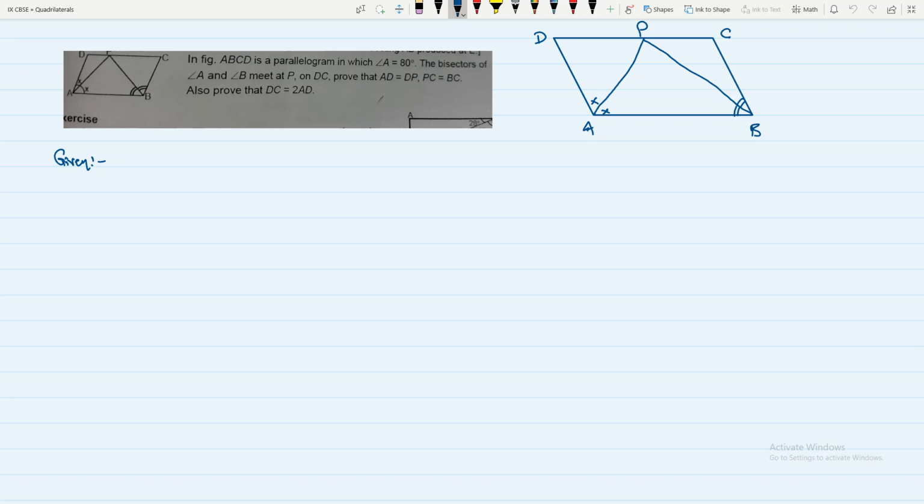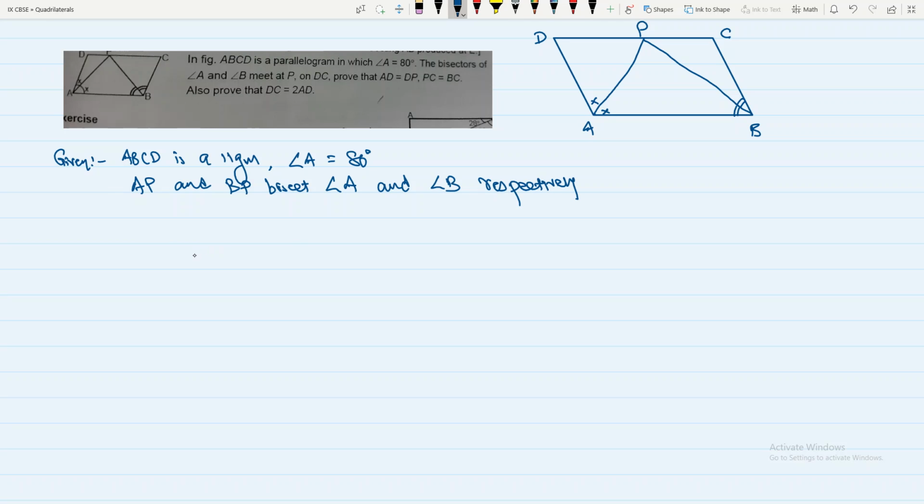Yes, sir. So first we'll write given. ABCD is a parallelogram where angle A is equal to 80 degrees. AP and BP bisect angle A and angle B respectively. Then to prove AD is equal to DP, PC is equal to BC, and DC is equal to 2AD. Any construction required? Sir, I guess no. Great.